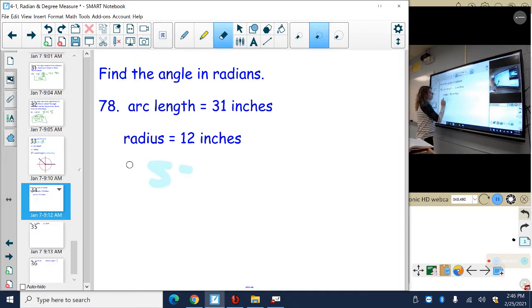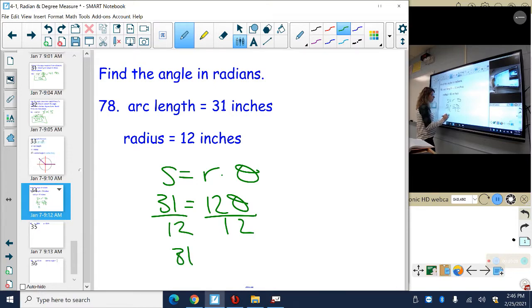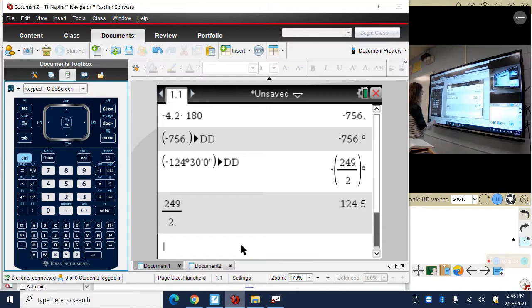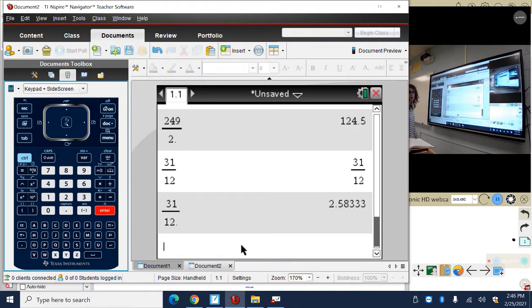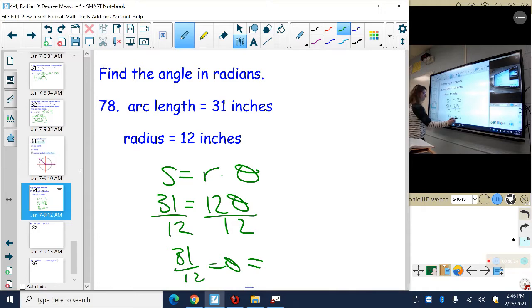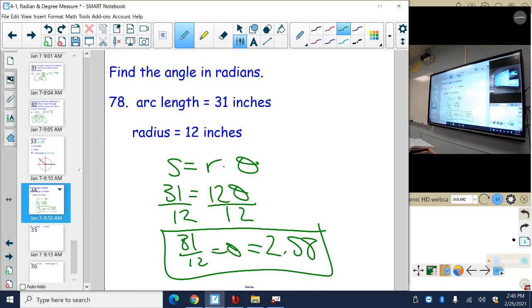S is equal to R times theta. Okay? So my arc length, which is S, is 31. My radius is 12, and I want you to find theta. Divide both sides by 12, and you have 31 over 12 is equal to your theta, which is the same thing as 2.58. Both of those would be acceptable, so you would not have to worry about that. Both of them are acceptable. Okay?